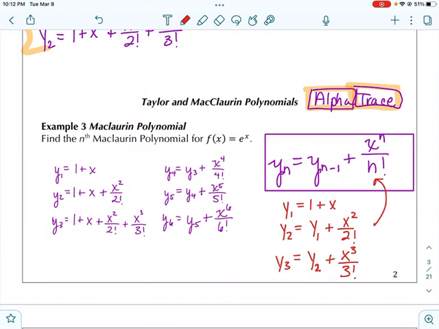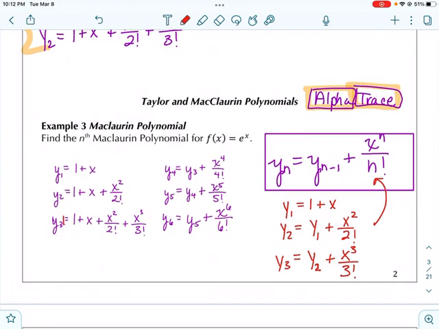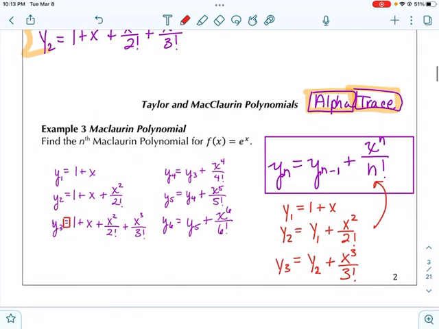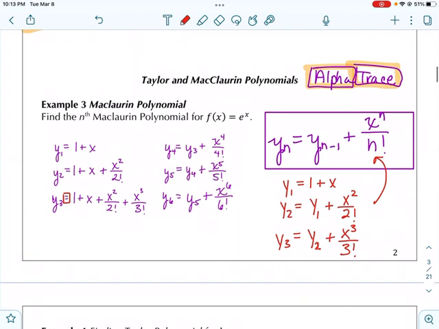You can turn off e to the x if you want to, or you can leave e to the x on and turn these off if you hit the enter over the equal sign in your calculator. So make sure your y sub 1, 2, 3, 4, 5, however many you put in, are different colors, and you can see where the convergence occurs, and also get a good window in there so it's not looking too small.